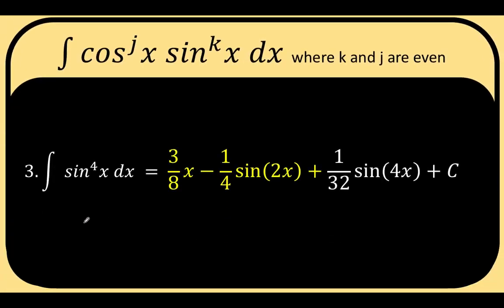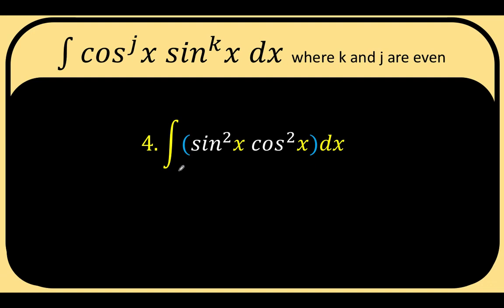For our final answer, the antiderivative of sine to the 4th x dx is equal to 3 over 8x minus 1/4 sine 2x plus 1 over 32 sine 4x plus c. Now let's go to our last problem. What is the antiderivative of sine squared x cosine squared x dx?